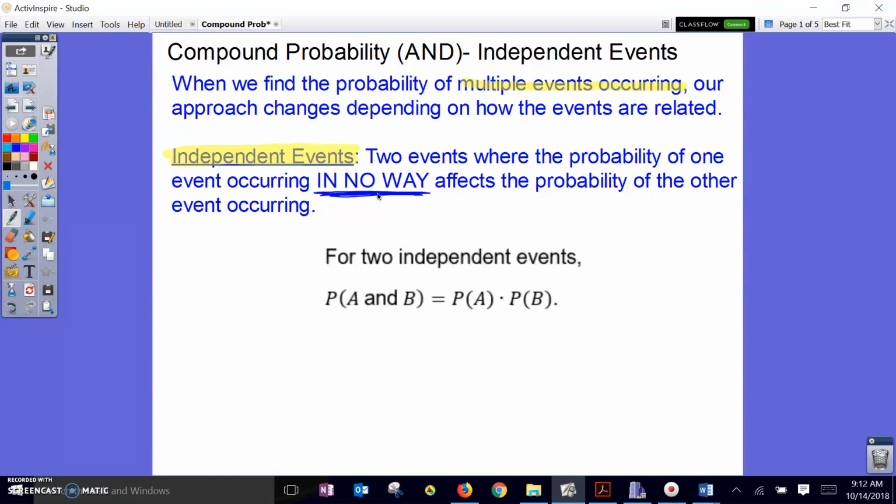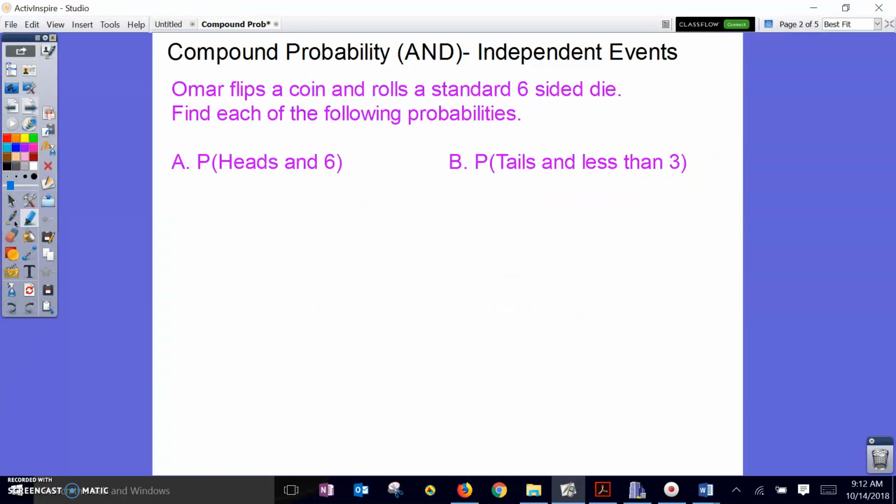And when I have two independent events, I'm going to find the probability of both of them happening by using this formula right here. The probability of both A and B occurring is just equal to the probability of A occurring times the probability of B occurring. So it's very simple to find a compound probability when the events are independent. Let's go ahead and look at a few examples.